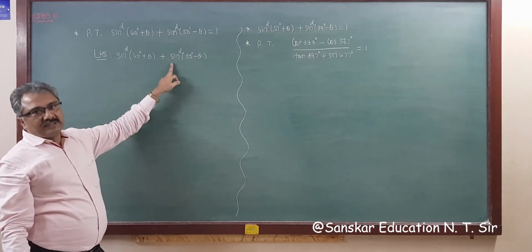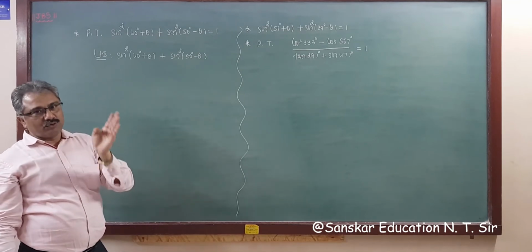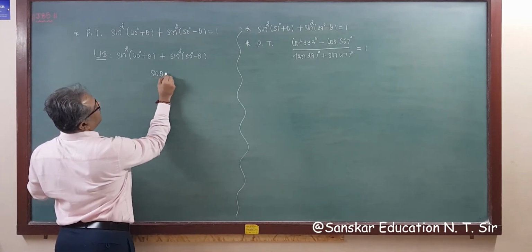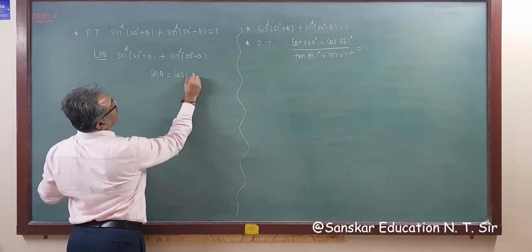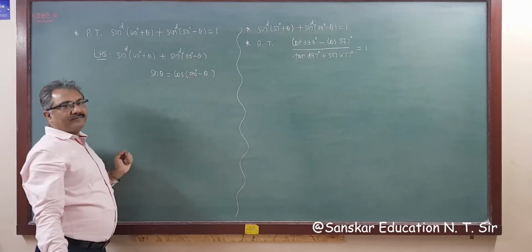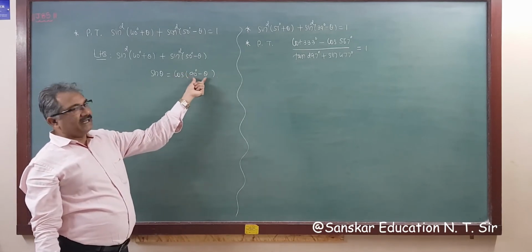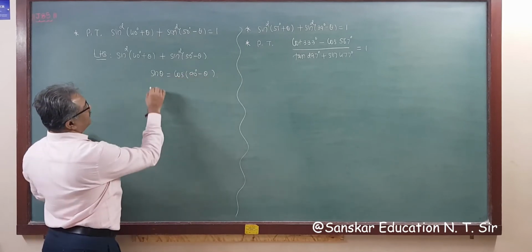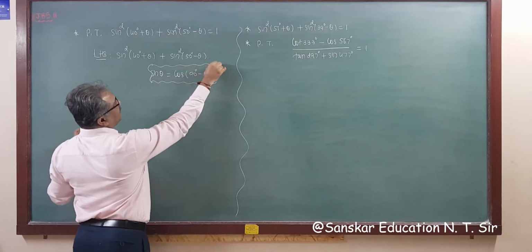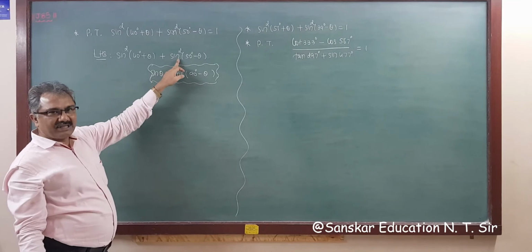Now you know sin theta is equal to cos pi by 2 minus theta, that is, cos 90 minus theta. This is the formula, you know this thing, right? You learned this in 10th standard. So we are applying this formula to one of these sine terms, anyone, so we are applying it for this.